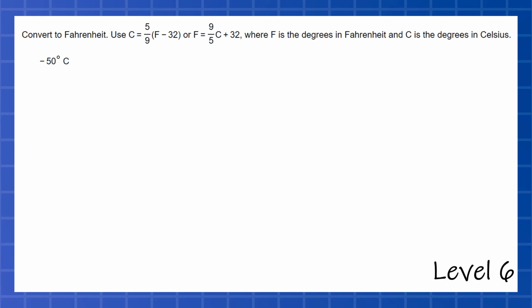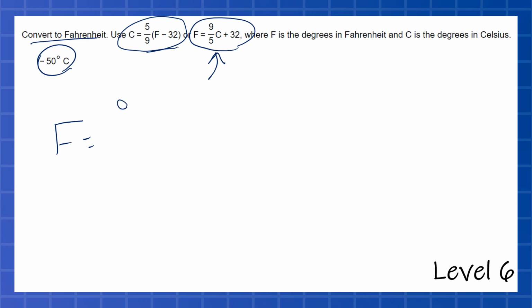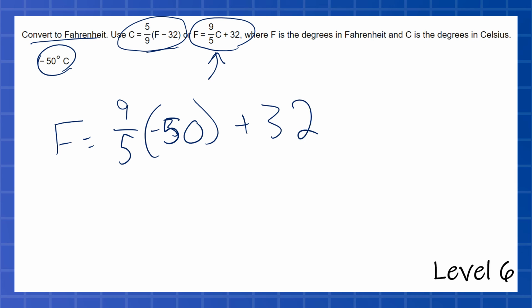Convert to Fahrenheit. This is another convert to Fahrenheit. They have a slightly different formula. It's just written differently, but it's really the actual same formula if we were to move things around. This one actually gives us Celsius, and we want to convert to Fahrenheit, so we're going to use the Fahrenheit formula. Fahrenheit equals 9 over 5 times Celsius. In this case, we got negative 50 plus 32.